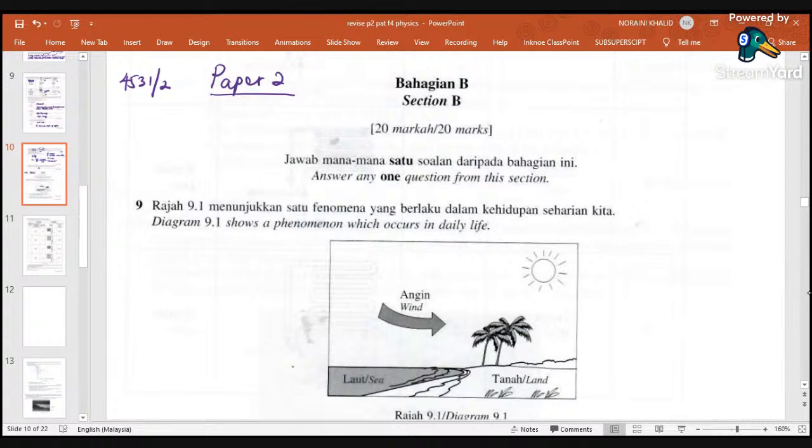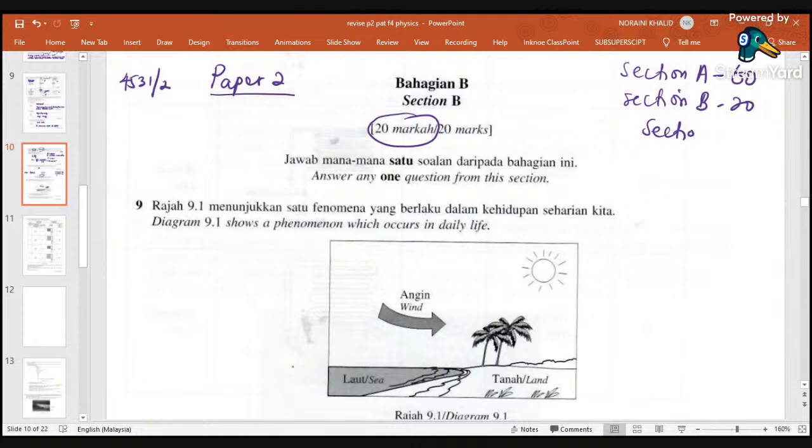Okay, section B dan section C. Okay, section B given 2 questions. Answer any one question from this section. Jawab satu soalan sahaja and you will get 20 marks for this section. Section A already 60 marks. Section B 20 marks. Then we have section C 20 marks. So the total is 100 marks for paper 2.